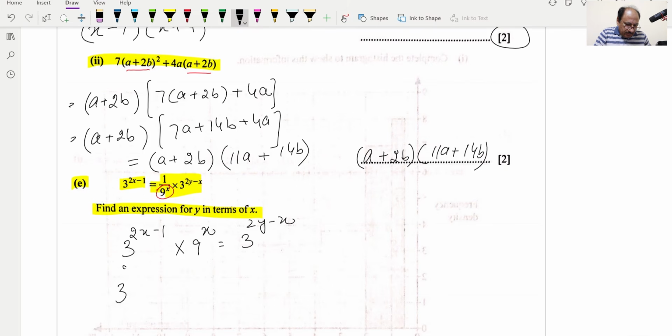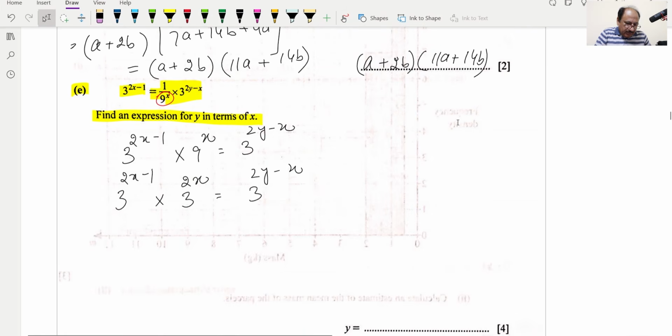We can rewrite 2x minus 1, and 9 can be written as 3 squared, so 3 raised to 2x will be equal to 3 raised to 2y minus x. Now we can add the like terms.